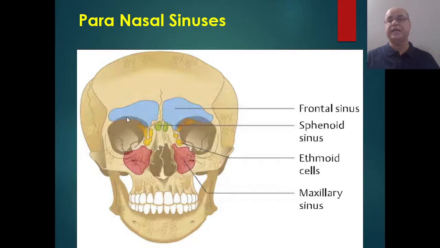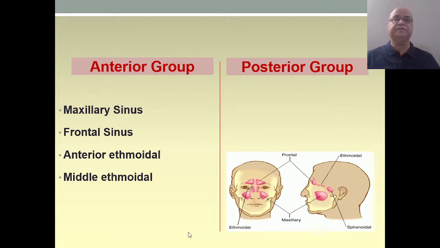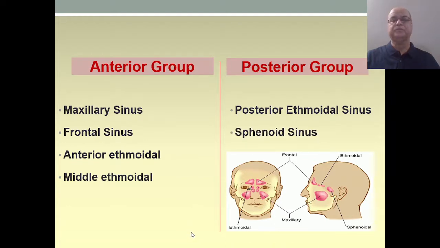four on each side, right and left, and they are divided into two groups, which are called the anterior group of paranasal sinuses and the posterior group of paranasal sinuses. The anterior group includes maxillary sinus, frontal sinus, anterior ethmoidal air cells, and if present, middle ethmoidal air cells. All these sinuses, that is the anterior group, open into the middle meatus of the lateral nasal wall of the nasal cavity. The posterior group consists of posterior ethmoidal sinus and sphenoid sinus. Posterior ethmoidal sinuses open in the superior meatus, while the sphenoid sinus opens into the sphenoethmoidal recess.